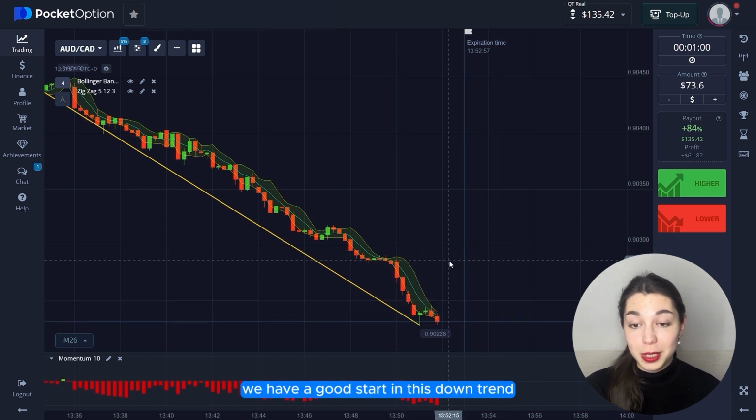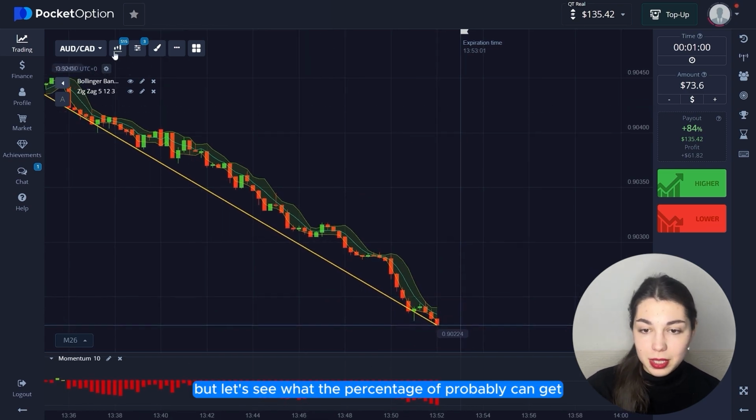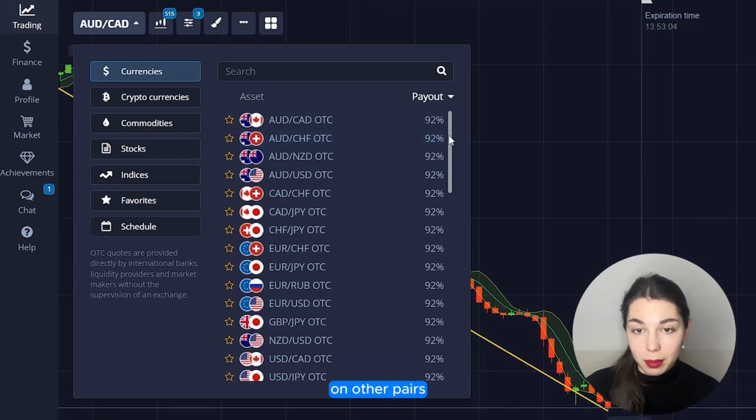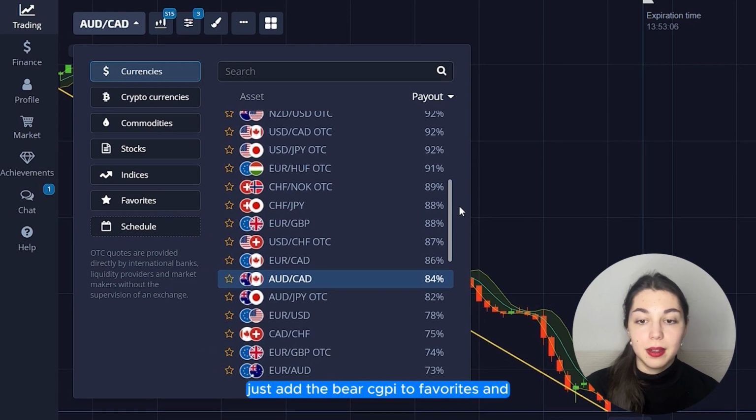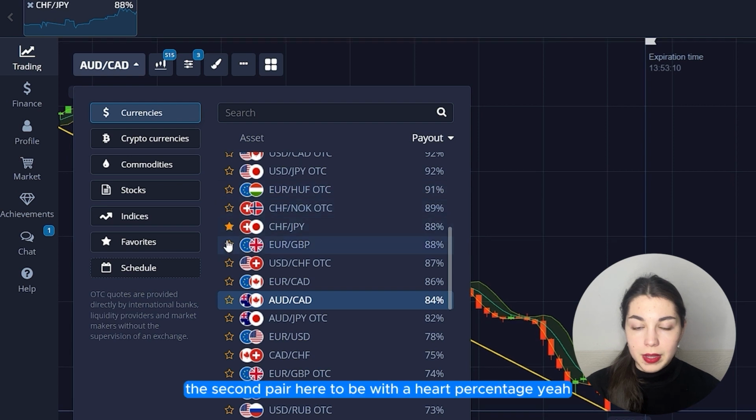We have a good start in this downtrend, but let's see what the percentage of profit we can get on other pairs. Let's add the pair CHF GBP to favorites and the second pair Euro GBP with a higher percentage.